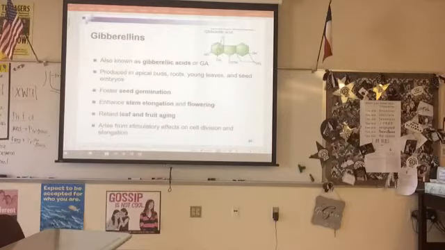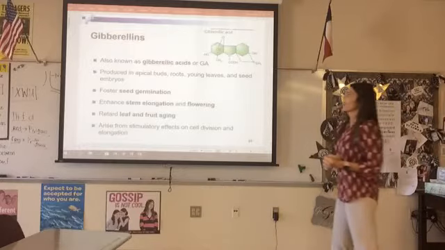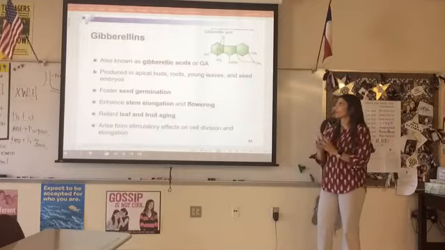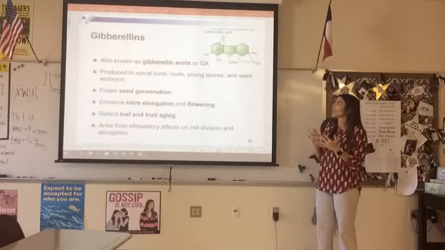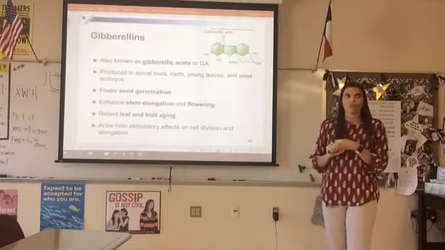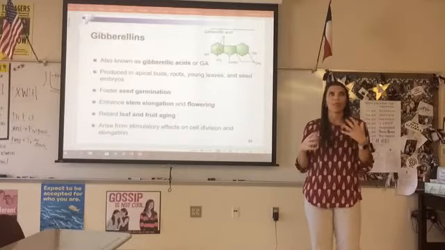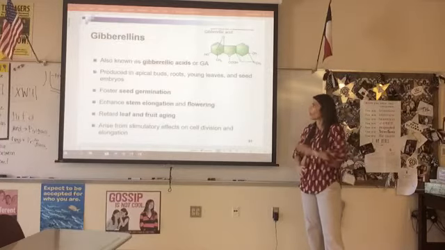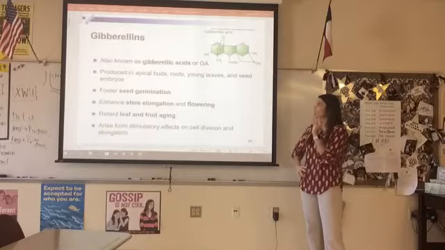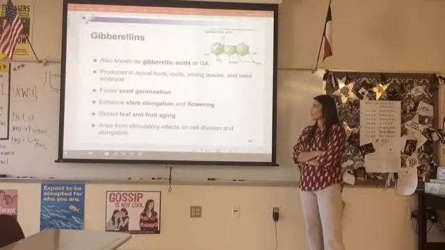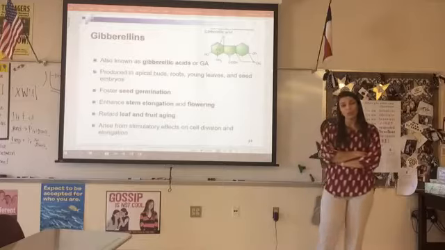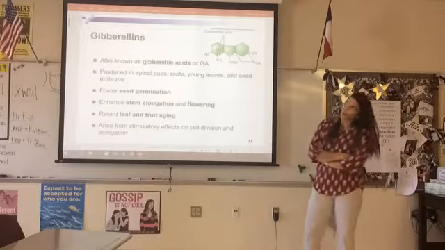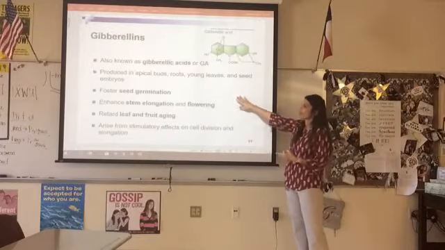Next hormone, gibberellins. Gibberellins, also called gibberellic acid, produced in apical buds, roots, young leaves, and seed embryos. What can you tell me about all these tissues right here? Apical, young, and embryos. What kind of theme do we have going there? Apical on both buds and roots, young leaves, and seed embryos. Are these all really old? So what do young things need to do? Grow. Fosters seed germination. What is germinating again?